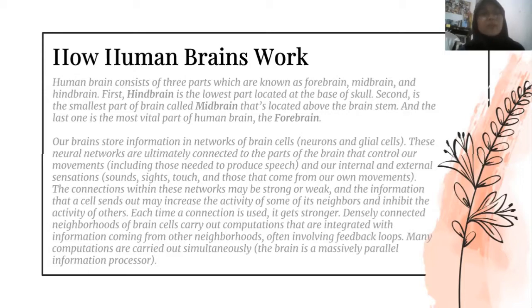Our brain stores information in networks of brain cells. These neural networks are ultimately connected to the parts of the brain that control our movements, including those needed to produce speech, and our internal and external sensations such as sound, sight, touch, and those that come from our own movements. The connections within these networks may be strong or weak, and the information that the cell sends out may increase the activity of some of its neighbors and inhibit the activity of others.